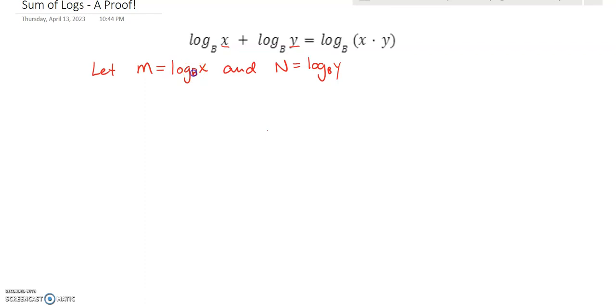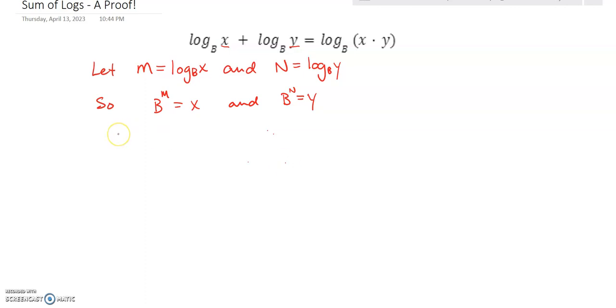And let's just fix this so they have the same base. And so at this point, I start with my base. So base b to the m equals x. And doing the same thing with this one over here, I know that b to the n equals y. So at this point, we've got it in exponential form. So what we want to do is use the properties of these exponentials. Specifically, we're going to multiply these two things together.